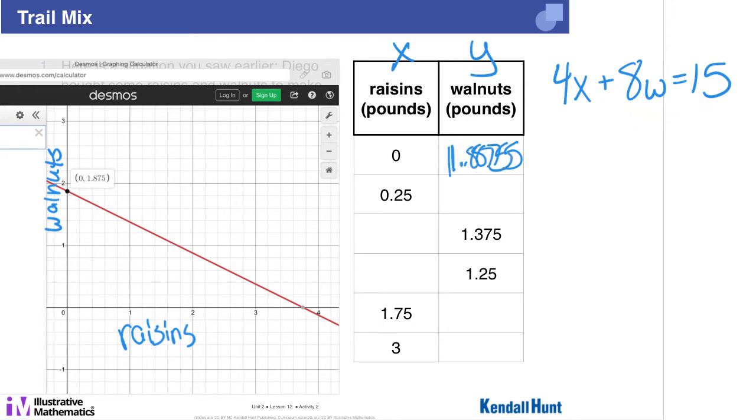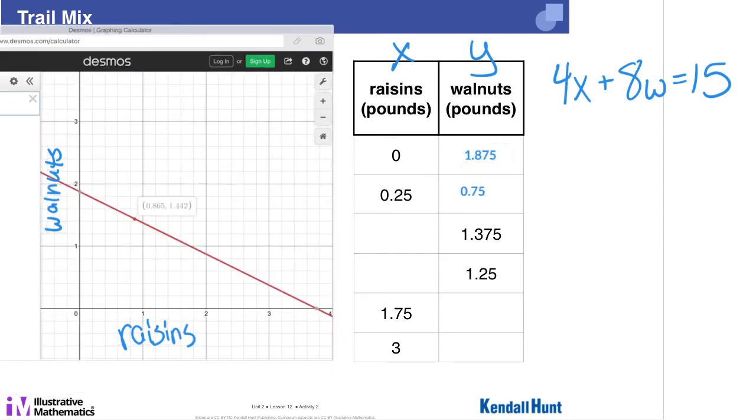Now looking at my graph, if I had 0.25 pounds of raisins, I can find that I would need 1.75 pounds of walnuts. And I can see from my graph that if I have 1.37 pounds of 3.75 pounds of walnuts, I would need exactly 1 pound of raisins. And sometimes it's hard to get exactly on that point, so zoom in and zoom out on your graph as you need. Fill in the rest of your table and check back when you're ready.